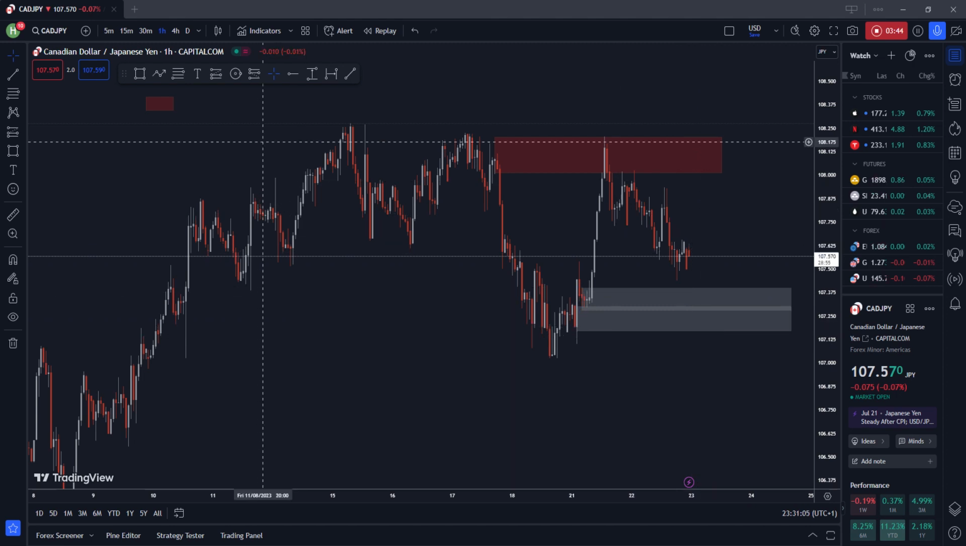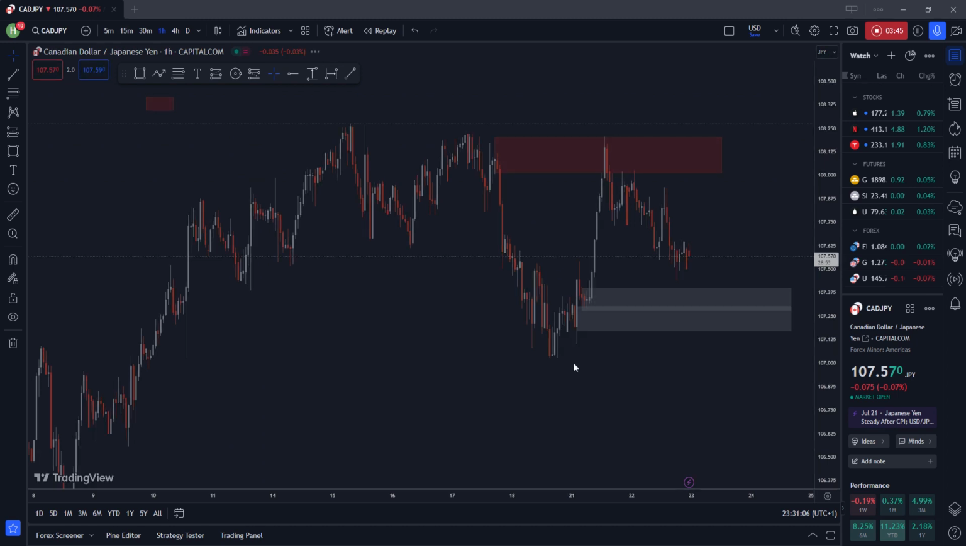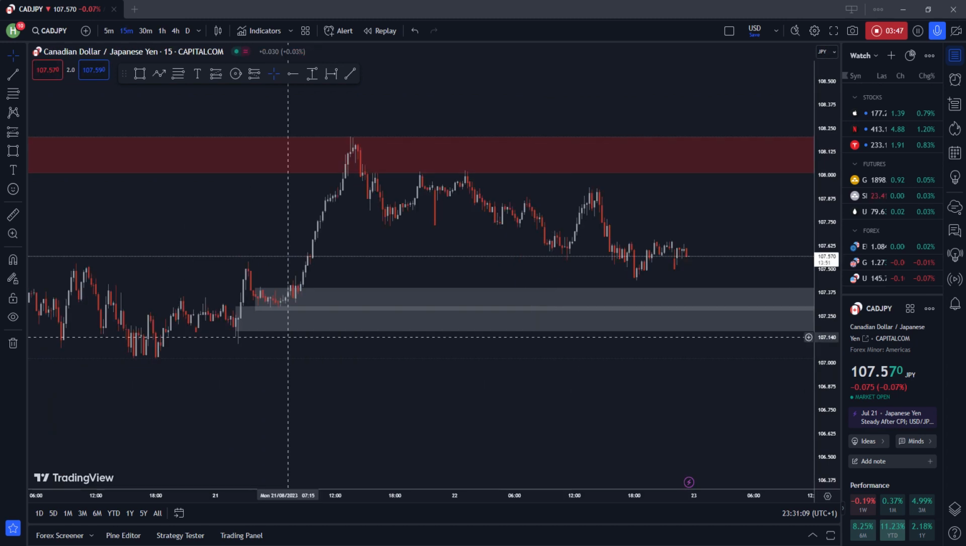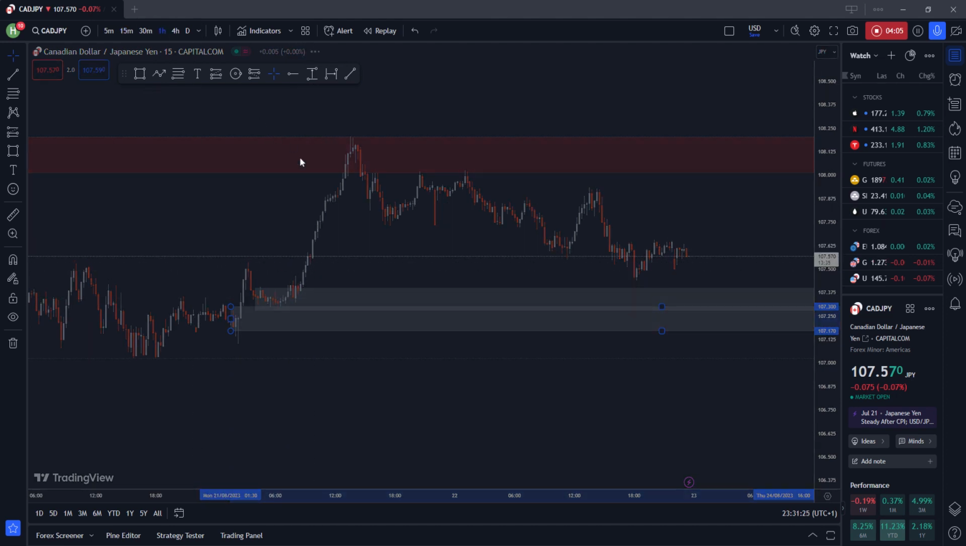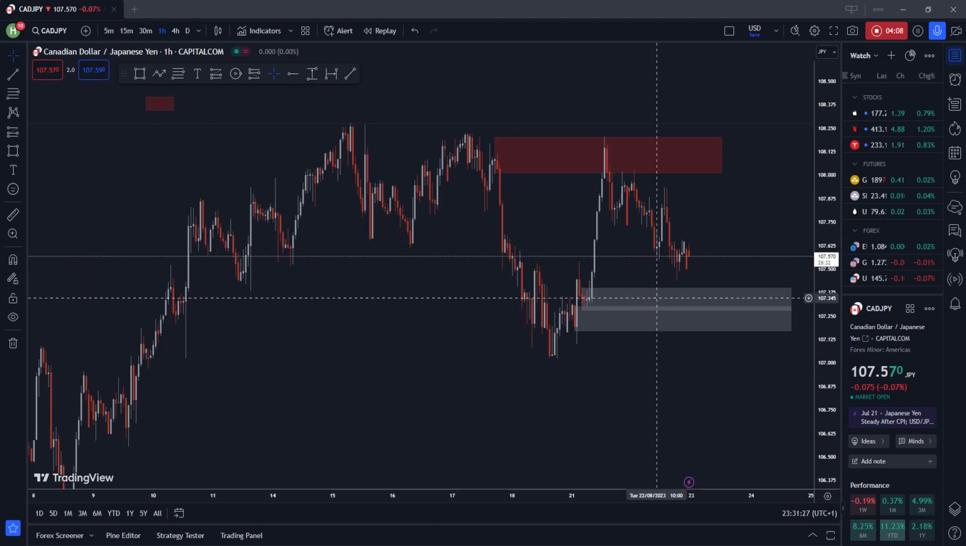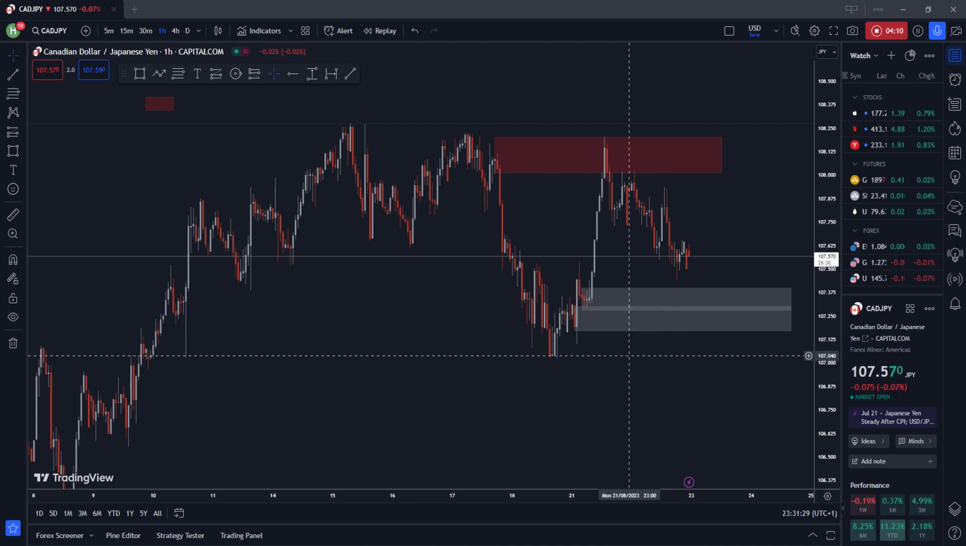Now, finding the best level, if you go on the 15 minute, you can see there's really nice indecision candles or consolidation, leaving us a very nice order block over here. Same goes with the 1 hour time frame. So both these zones are good. You can enter either from here or from here.